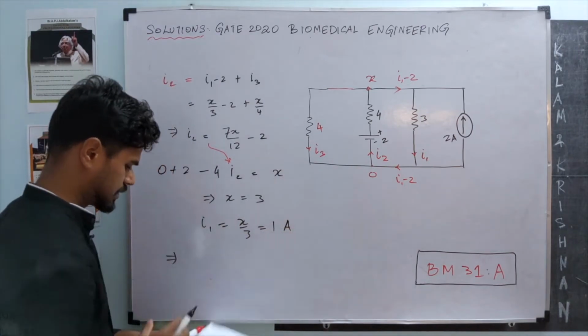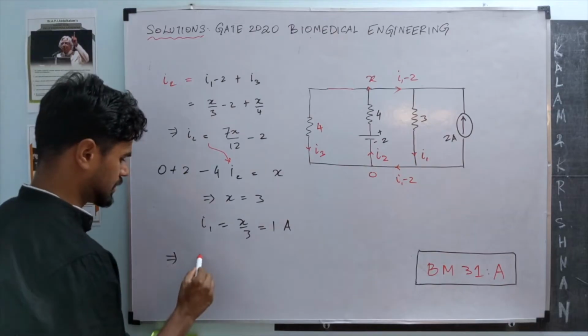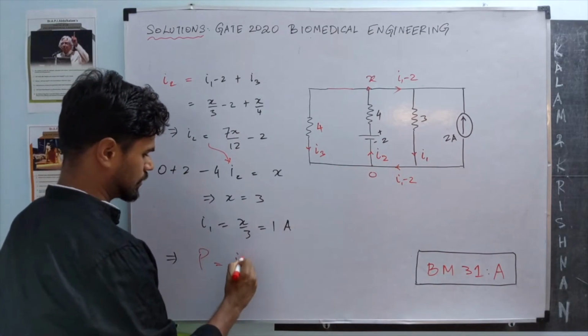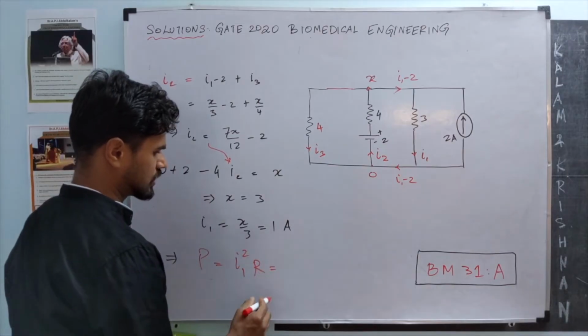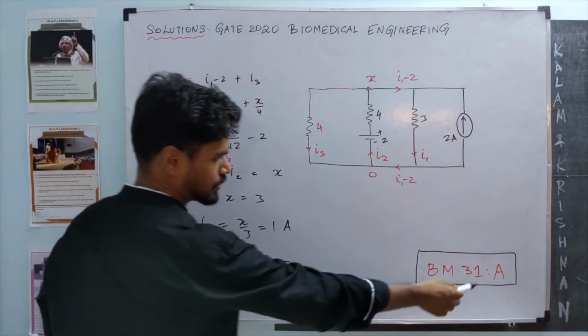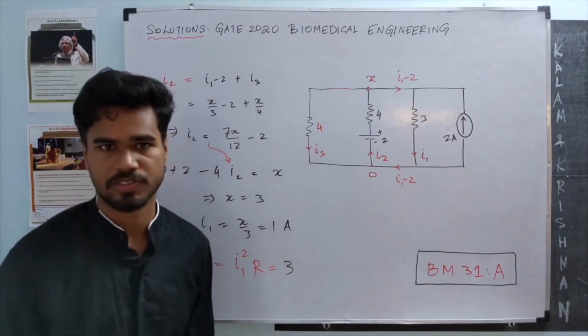So this implies the power dissipated, P is VI. In terms of current, it's I1 square R. So this is 1 square into 3, that is 3. Correct answer is option A, which is 3 watts.